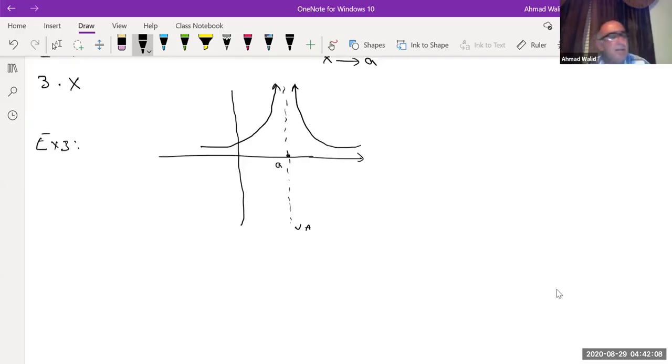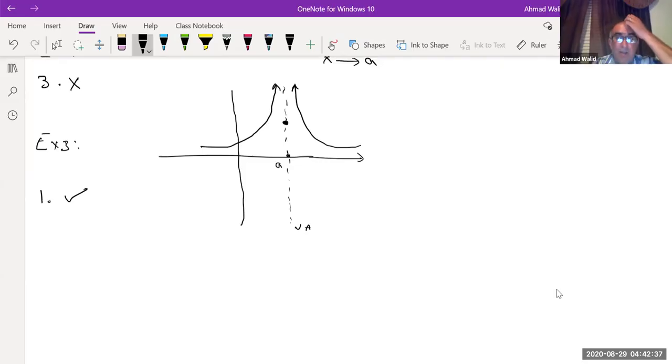Number one, always ask yourself, is f of a defined? Let me even put a point here. For example, this is f of a. This is a point. Is f of a defined? If I have this point, yes, f of a is defined, right? Pass test 1.